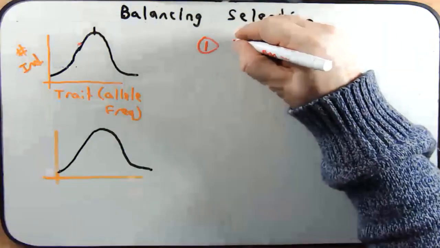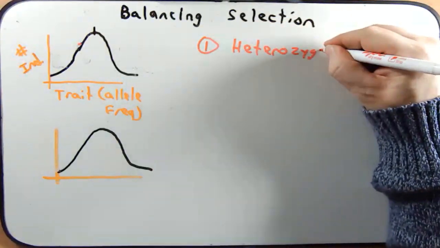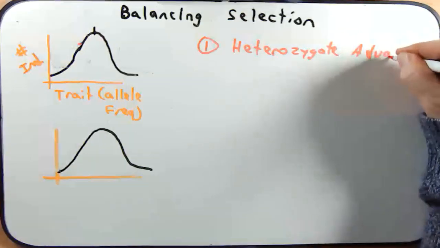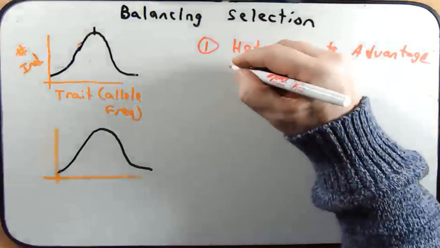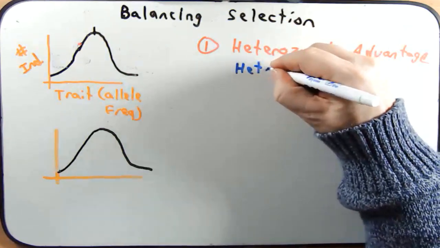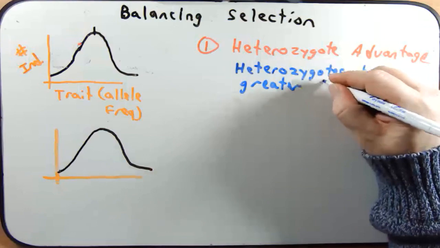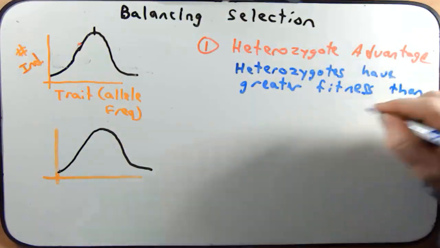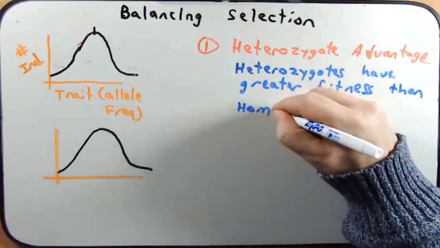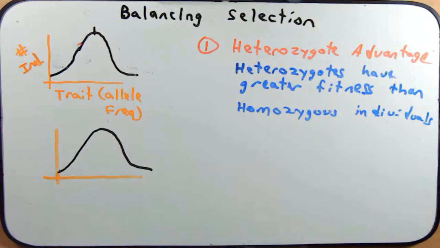The first is heterozygote advantage. And what this one means is that heterozygotes have greater fitness than homozygous individuals. We haven't mentioned the words heterozygous or homozygous, but let me do that real quick.